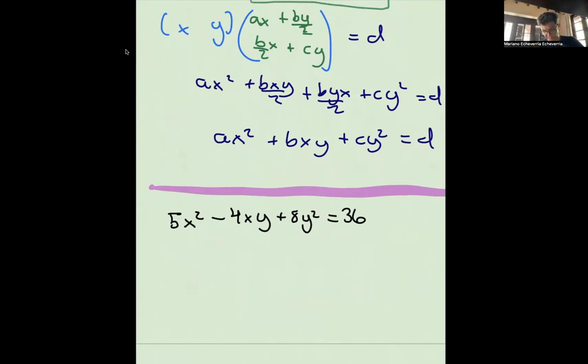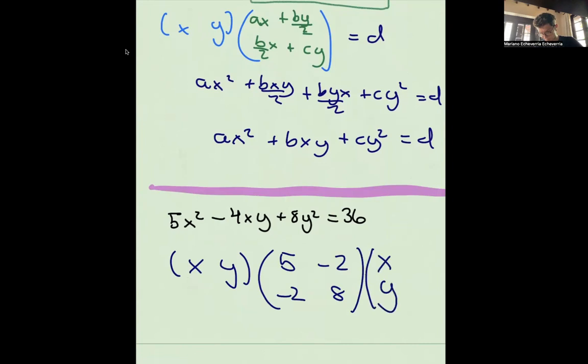So for example, this is the same as xy times the matrix 5, minus 2, minus 2, 8, times xy, equals 36. So this goes here, this goes here, and this one has to get split between the remaining two entries of the matrix. That's why it gets halved. You have to divide it by 2. It's always the same.